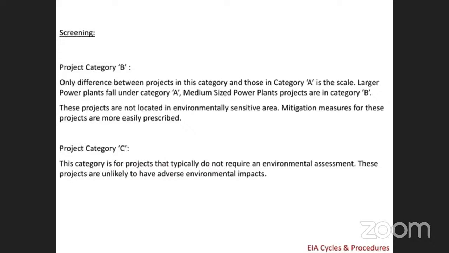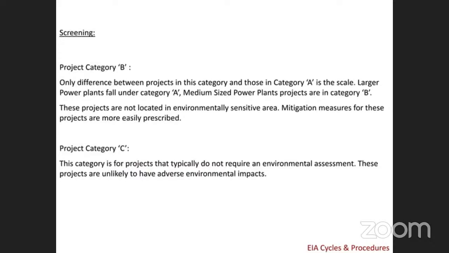Next, category B projects. The only difference between the categories: larger power plants fall under category A, medium-sized power plant projects under category B. These projects are not located in environmentally sensitive areas, and mitigation measures for these projects are also easily prescribed. So it is not located near the environmentally sensitive zone, so it is not required an EIA.